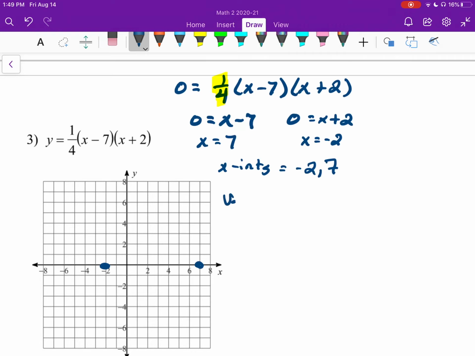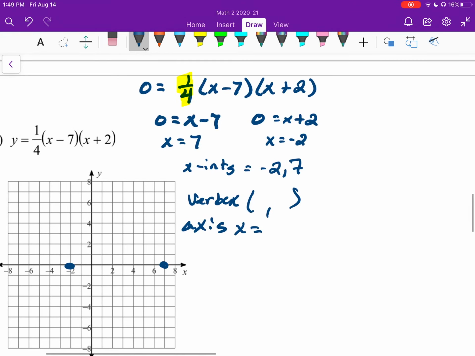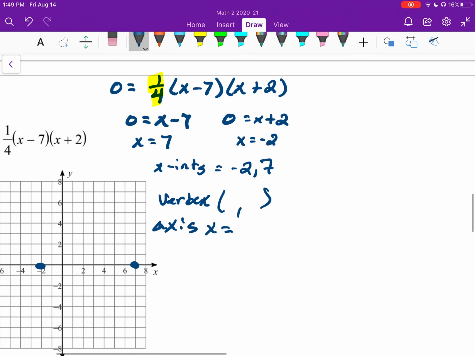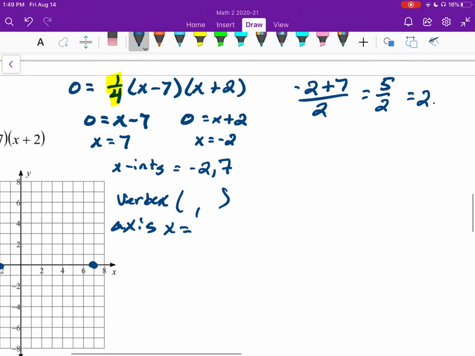Our vertex and our axis of symmetry are the next things to find. We're going to average our x-intercepts. We're going to say negative 2 plus 7 over 2. That's 5/2, which is 2.5. So the x value of my vertex is 2.5, and my axis of symmetry is at 2.5.